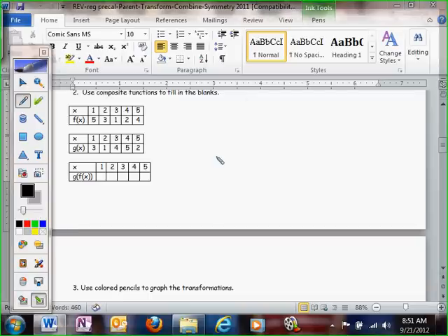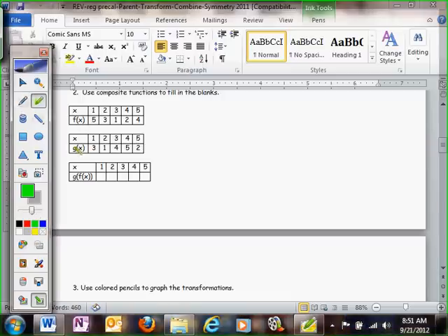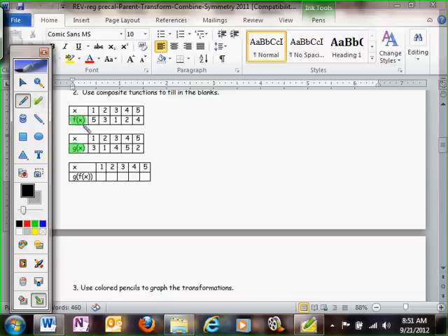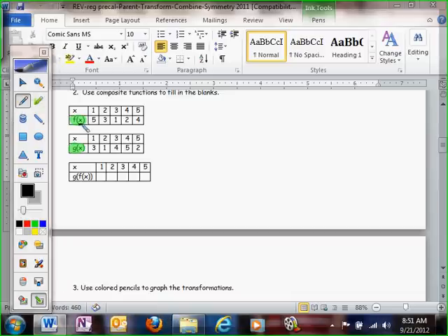Okay, let's look real quick at number 2 here. Use the composite functions to fill in the blanks. So what we have here is two functions, f of x and g of x. Now the important thing to notice is what's inside the parentheses for f of x. What's inside the parentheses here is x, my independent variable, which goes here.